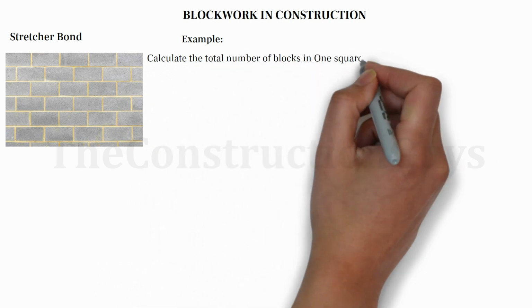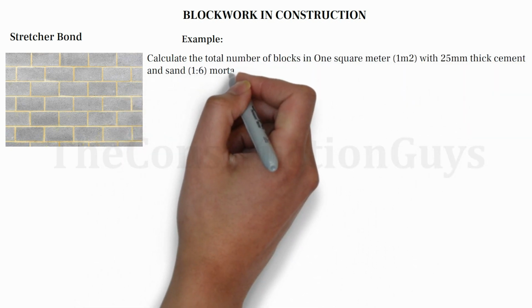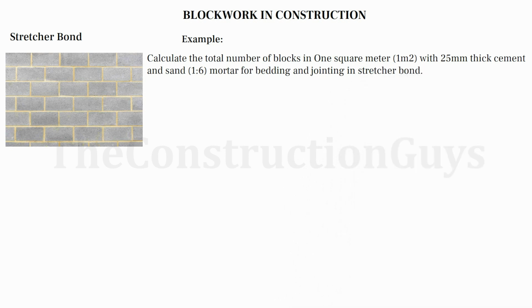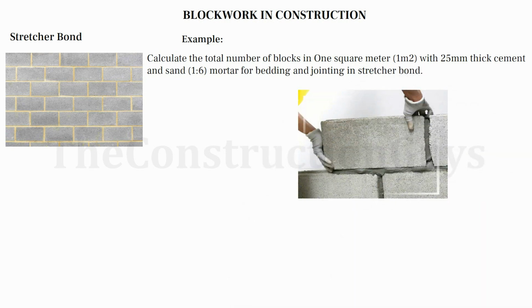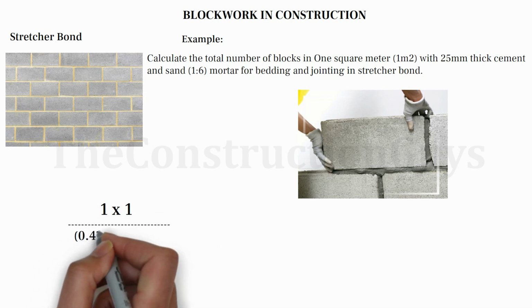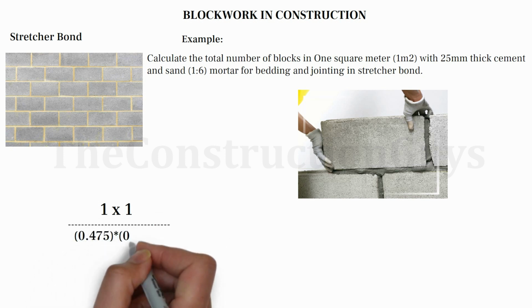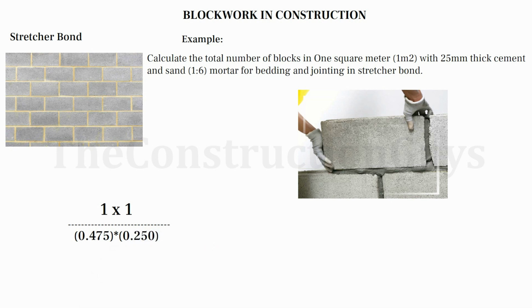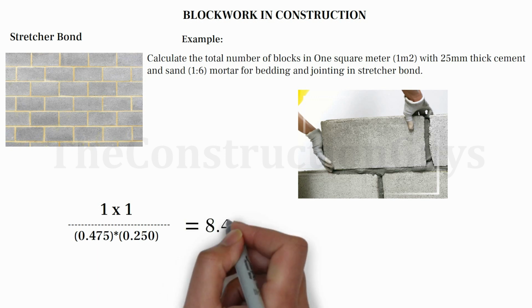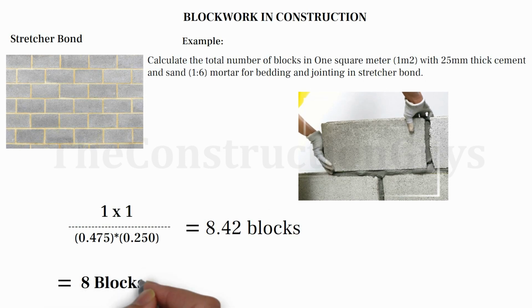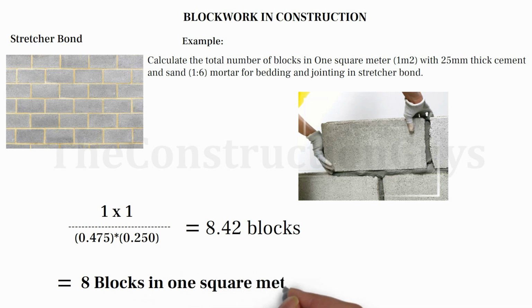Let's consider this example. Calculate the total number of blocks in 1 square meter with 25 mm thick cement and sand, 1:6 mortar for bedding and jointing in stretcher bond. So we have 1 multiplied by 1 divided by (450 plus 25 mm) multiplied by (225 plus 25 mm). That's 1 square meter divided by 0.475 multiplied by 0.250. We have 8.42 blocks. When we round it, we have 8 blocks in 1 square meter using stretcher bond.